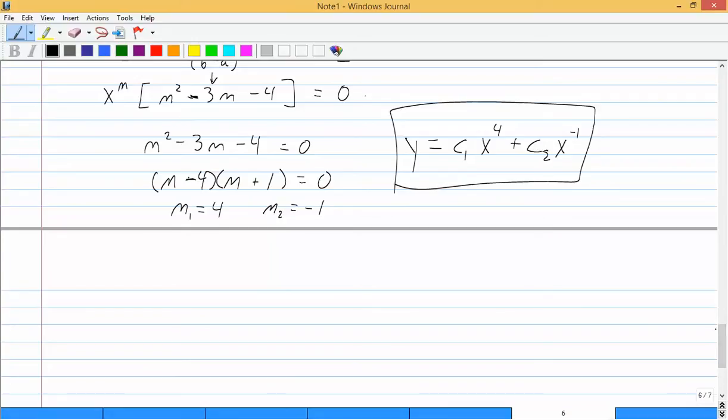All right, so that's case 1. Case 2 is repeated real roots.